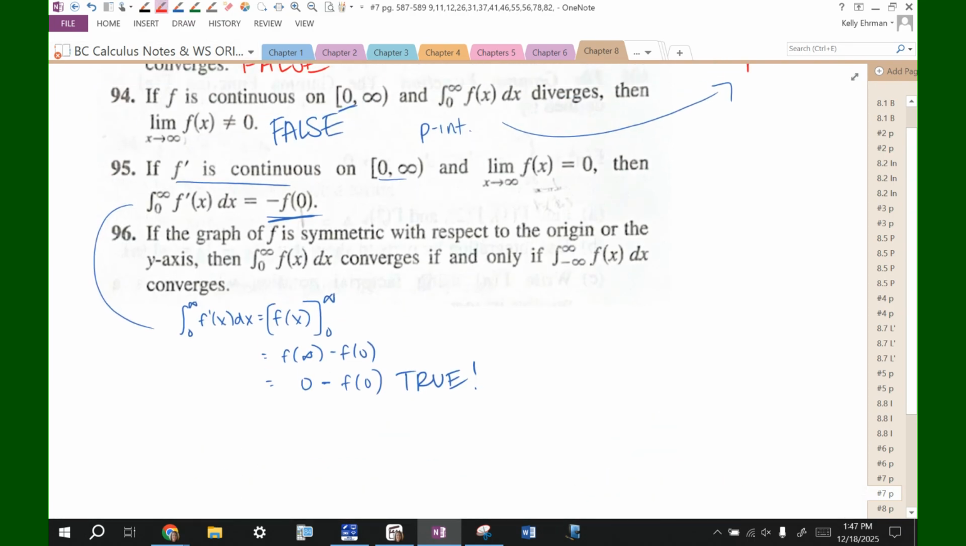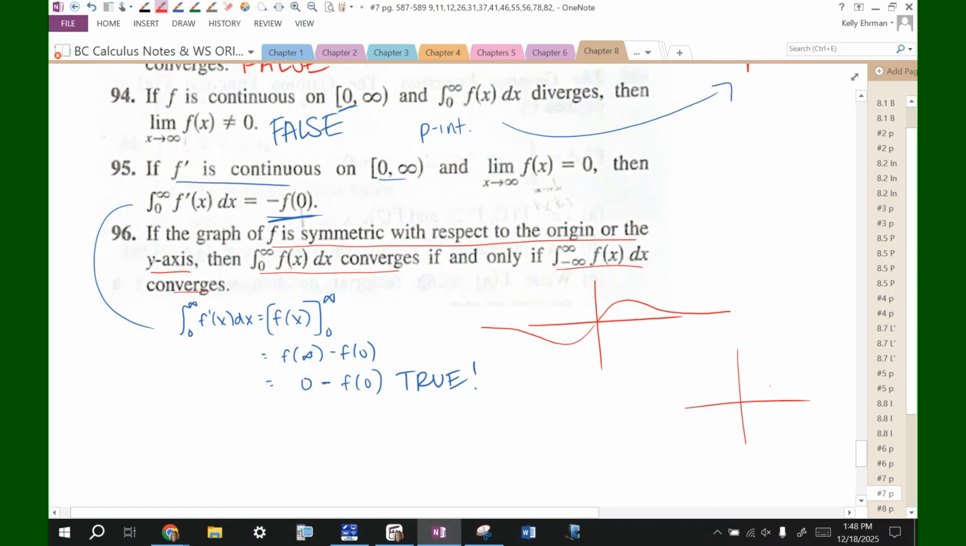What about 96? If the graph of f is symmetric with respect to the origin or the y-axis, then the area from 0 to infinity converges if and only if the other side converges. So here's origin symmetry. So let's say this converges. This area converges. This is symmetric, so this area would converge too. It has to. And if we had y-axis symmetry, say this converges, then this converges as well. Maybe there's a hump here. Yeah, that's true.